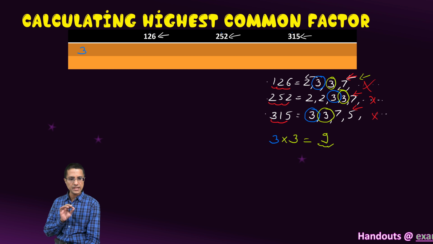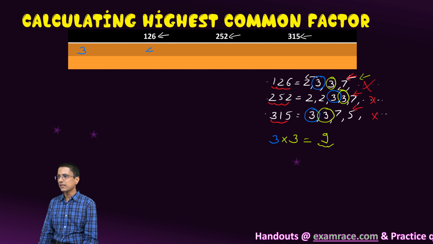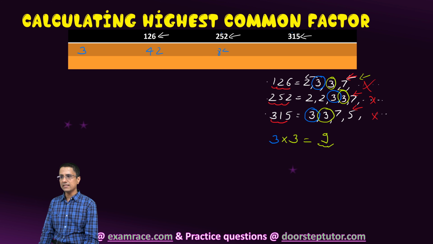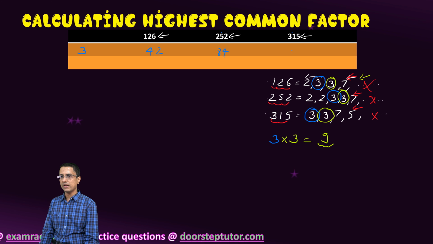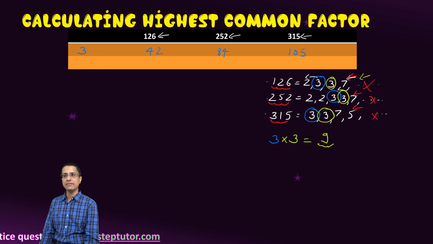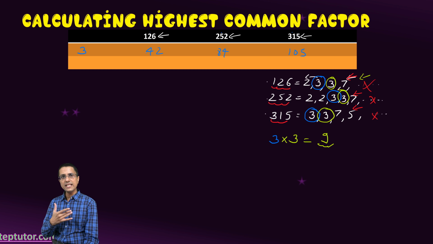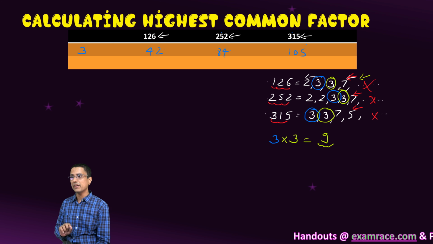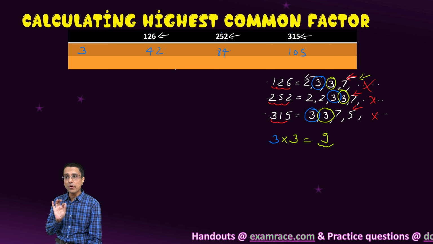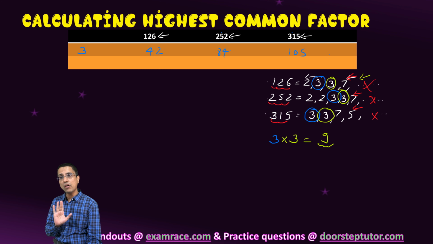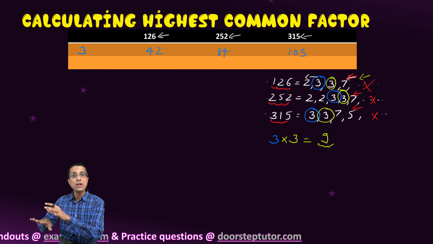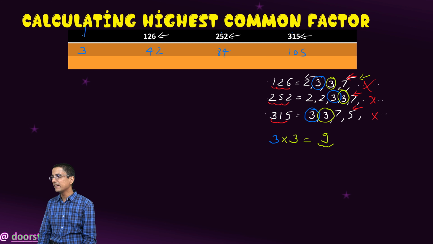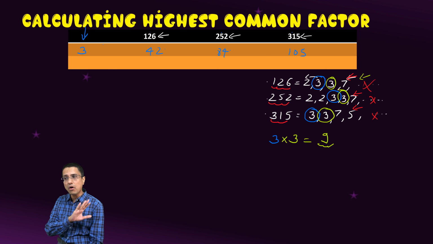I list down 3 here and I divide 126 by 3. The answer is 42. Then I divide 252 by 3. Answer comes out to be 84. And for 315, the answer is 105. Okay. The next thing we do is that we see what is the next number. If there is any number which would divide all three, at this point we need to find a number which would divide all three, not one of them, not two of them, all three of them. The number has to divide. For HCF, the number that we are writing here in this column has to divide all the numbers.